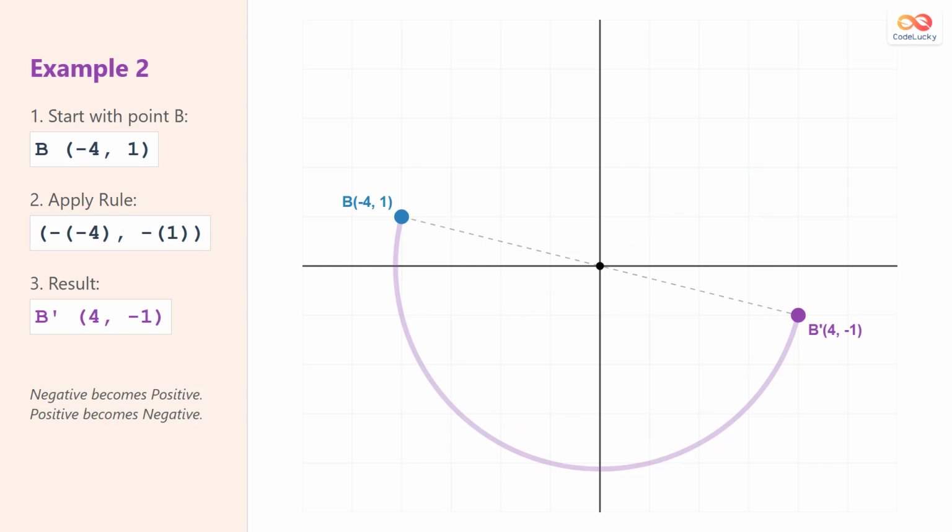Now, let's see what happens if we start with a negative number. Take point B at (-4, 1). We negate the negative 4 to get positive 4. We negate the positive 1 to get negative 1. The point moves from the second quadrant to the fourth quadrant.